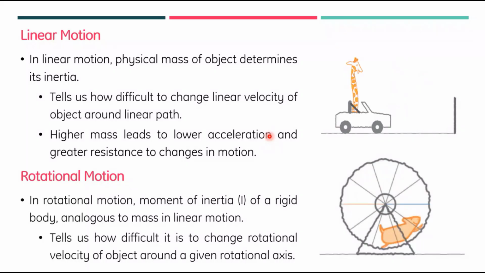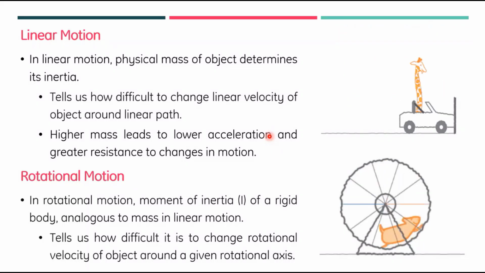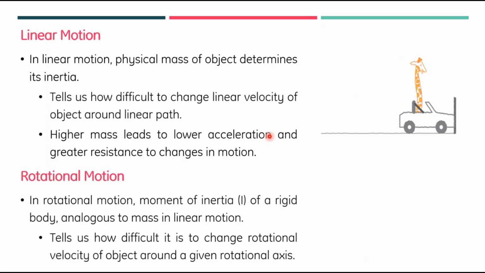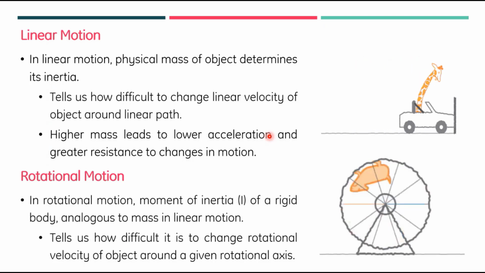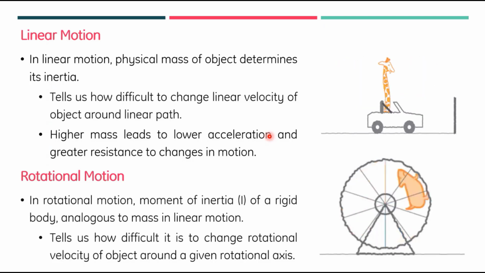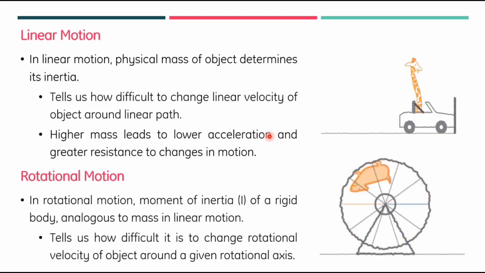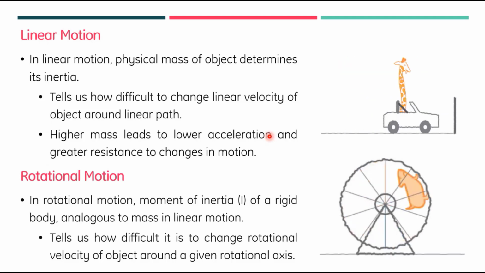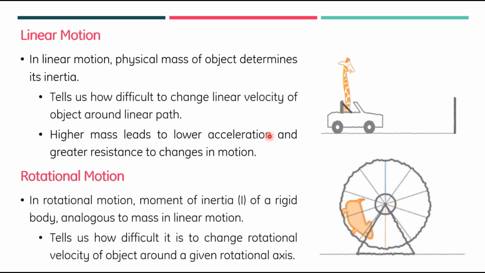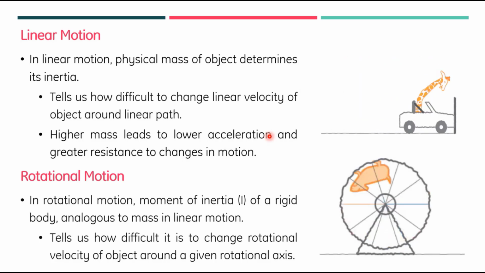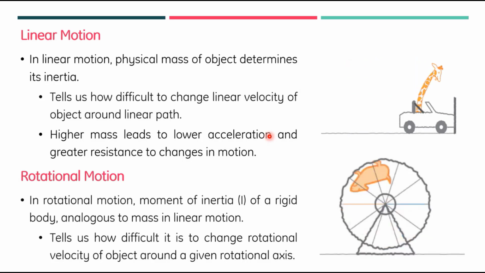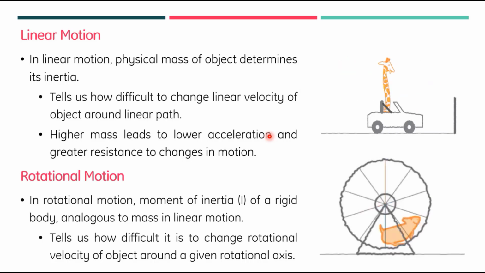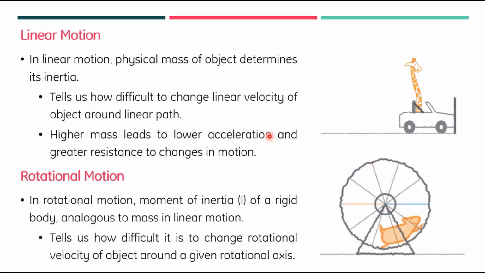In classical physics, we read about linear motion and rotational motion. In linear motion, we call the physical mass of the object its inertia, and it tells us how difficult it is to change the linear velocity of the object along a linear path. Similarly, in rotational motion, we have the moment of inertia, which is analogous to mass in linear motion, and it tells us how difficult it is to change the rotational velocity of the object around a given rotational axis.